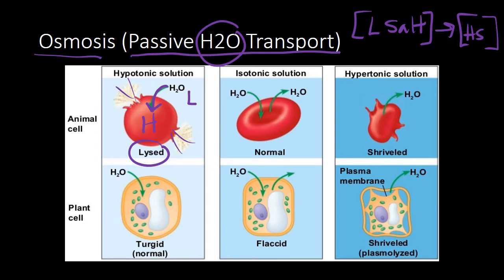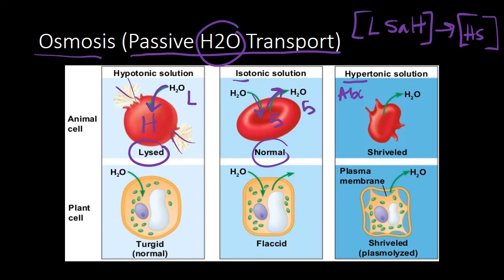The next type of solution water moves in would be isotonic. Iso means equal. So that means that inside, for example, there might be 5, outside there's 5, and so water moves in, water moves out at an equal rate. This is normal. This is what we want. This is ideal. The last type of solution is called hypertonic.